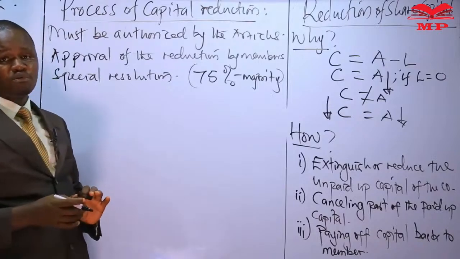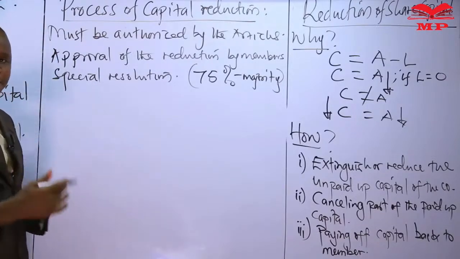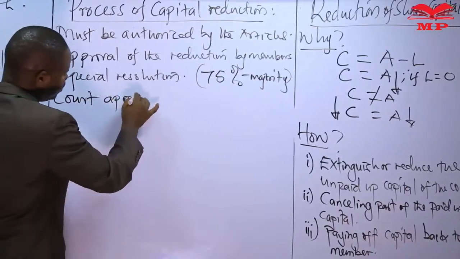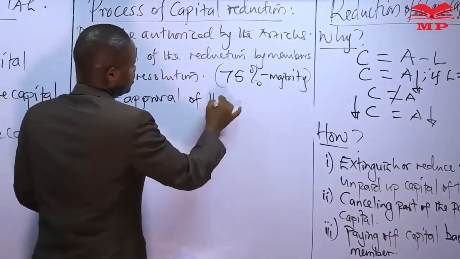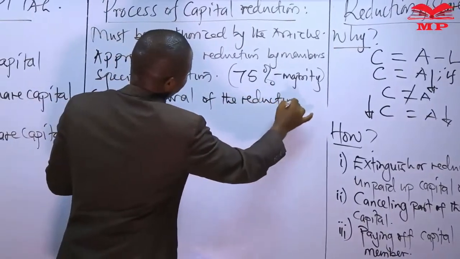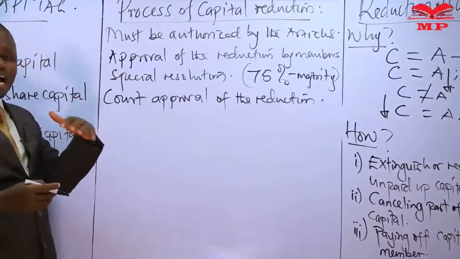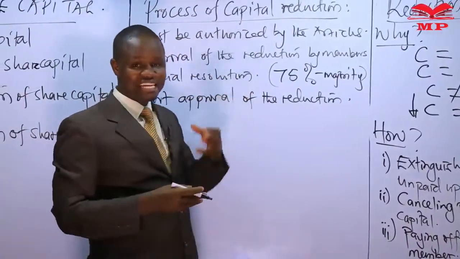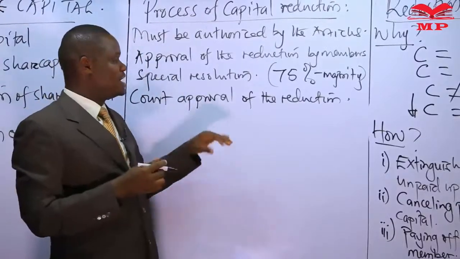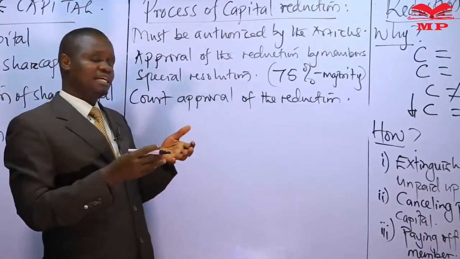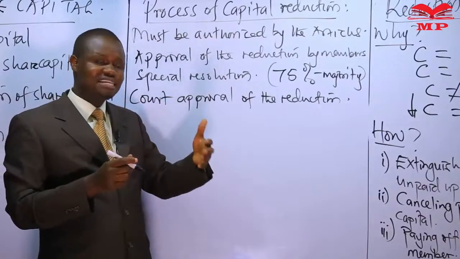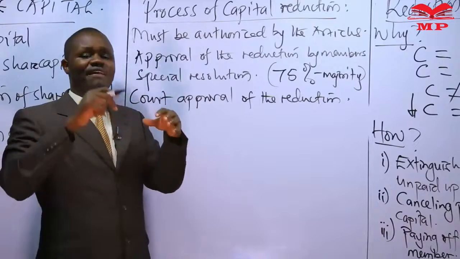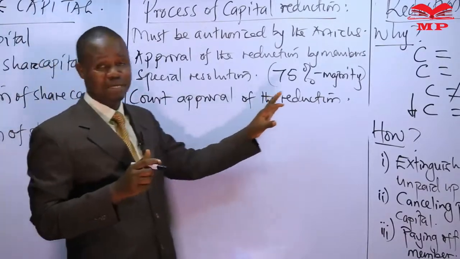Now, once we get this approval by members, we begin a court approval process. The court's approval of the reduction. The company has to make an application through the directors to the courts to approve the intended reduction. The reason we involve the courts is that there are particular groups that may be adversely affected by the reduction of capital, and the courts have to confirm that the interests of these specific groups have been catered for.